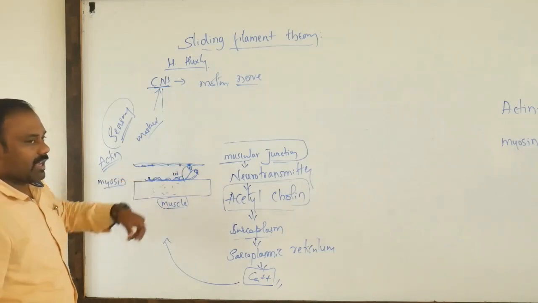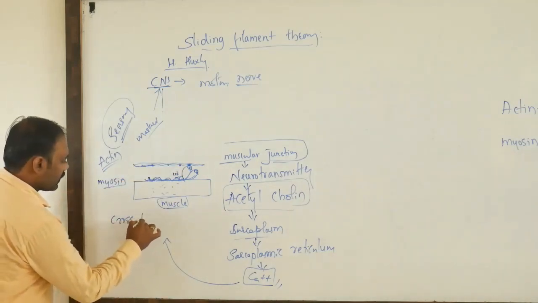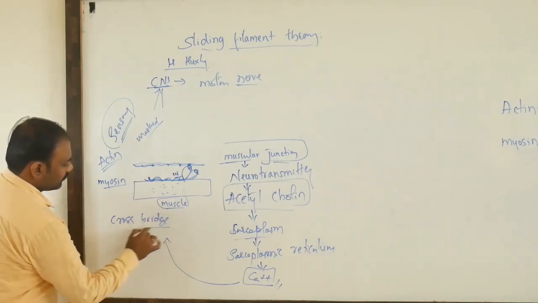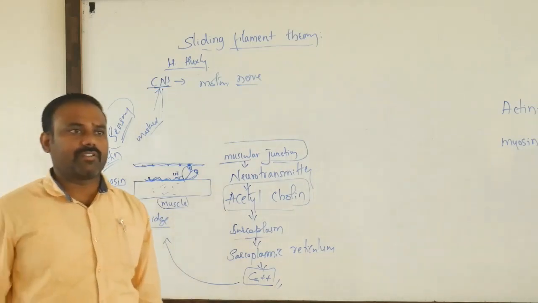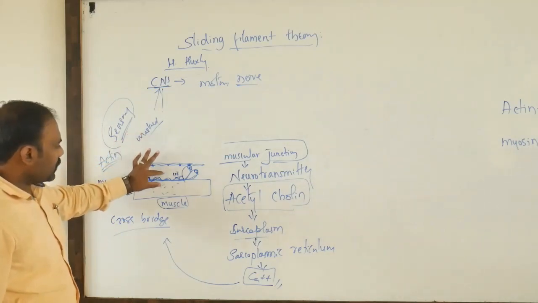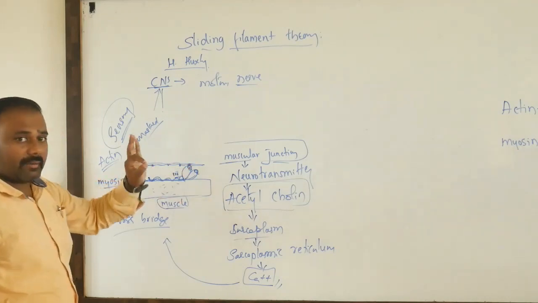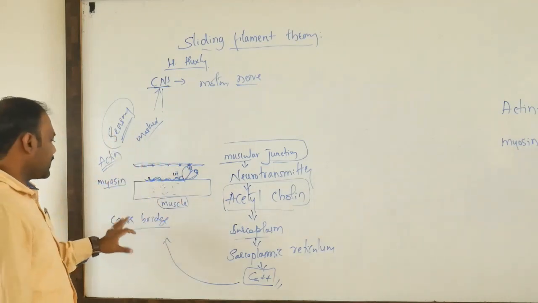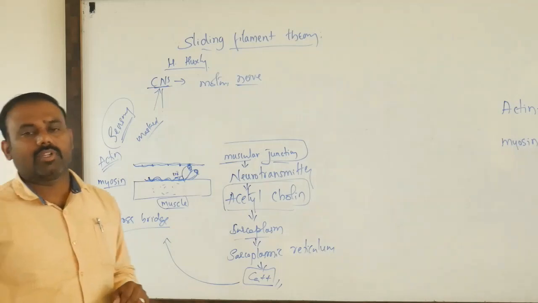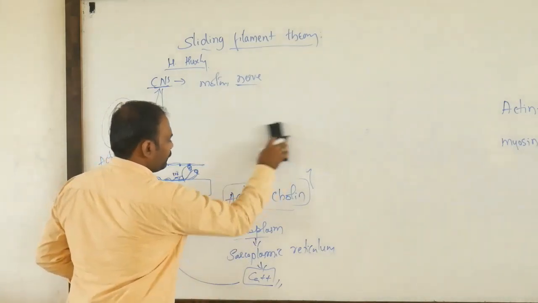Now there must be a cross bridge. You can call it a cross bridge. The word cross bridge refers to the actin binding to the myosin at the actin binding site. I hope you understand. Yes, now this is over.